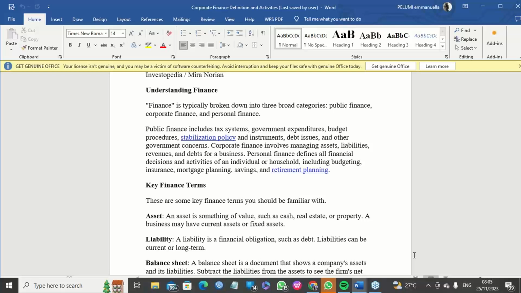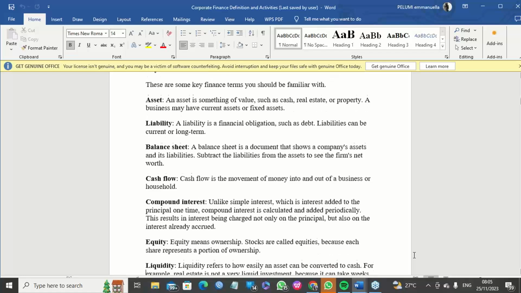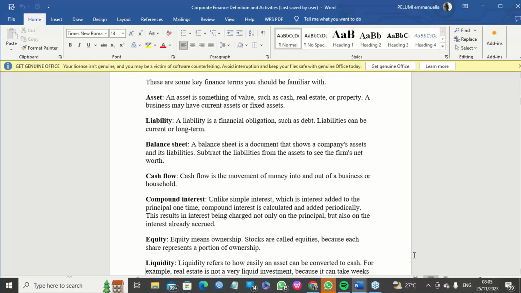Then some key finance terms that we need to talk about. First, the asset. An asset is something of value, such as cash, real estate, or property, or tangible or intangible assets. We talk about fixed assets and also current assets. We also look at liability, which is a financial obligation such as debt. Liabilities can be current, also long term.